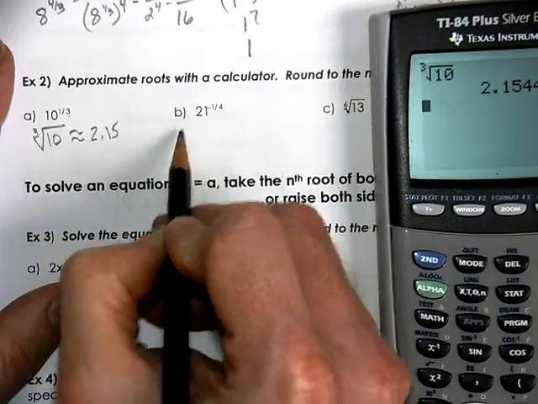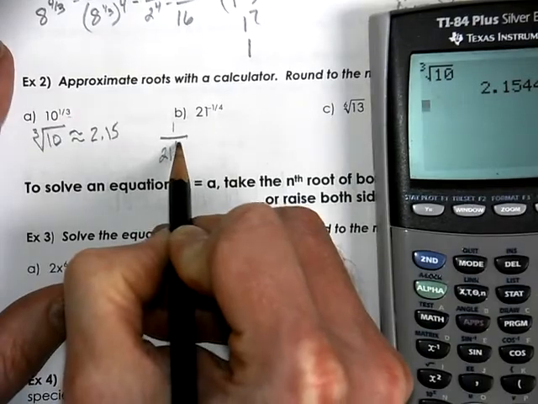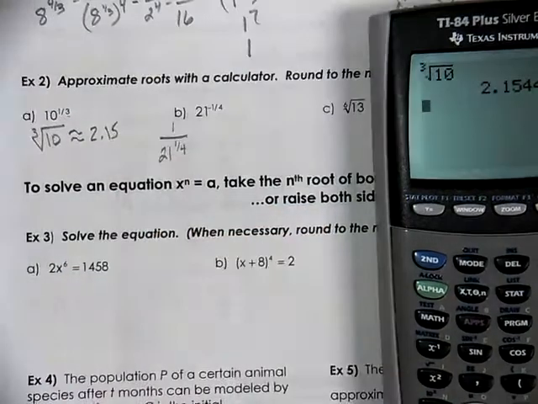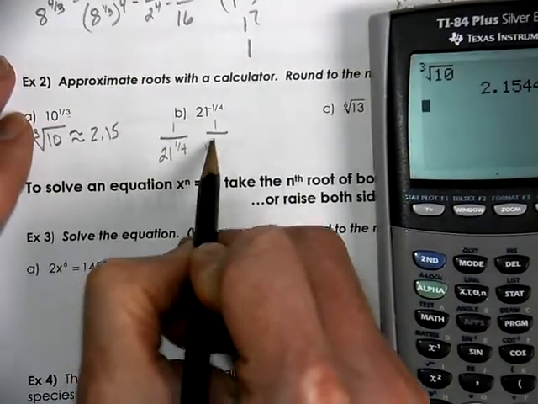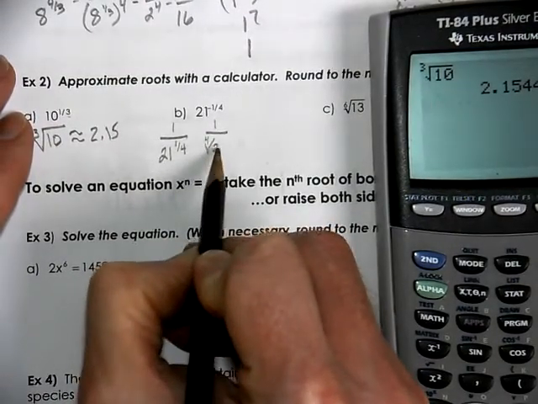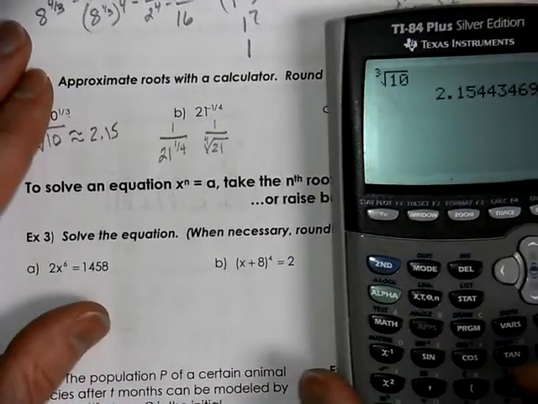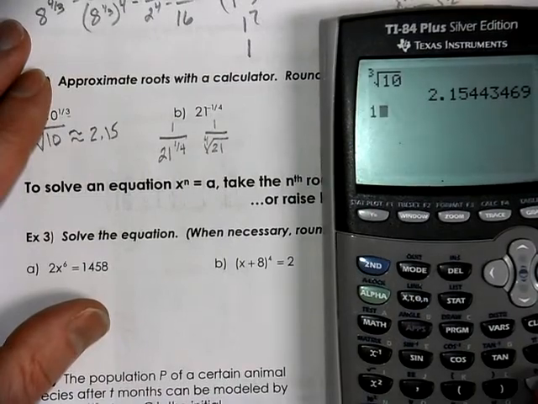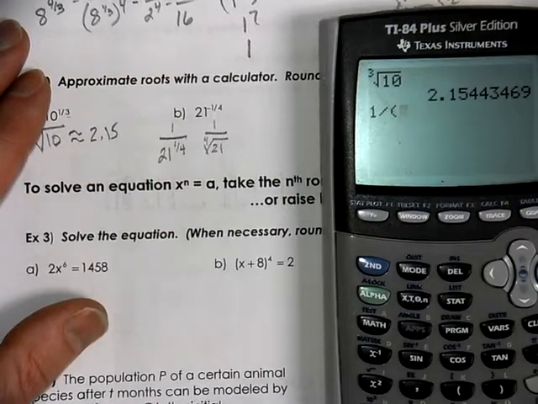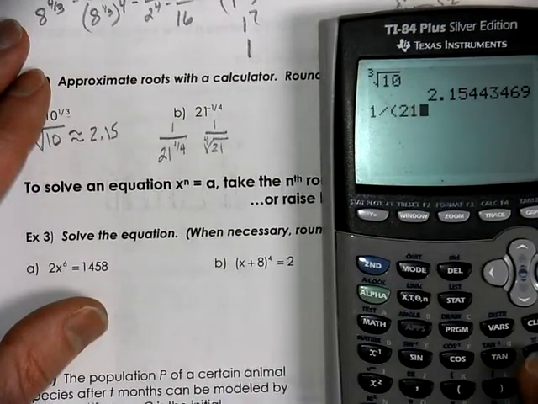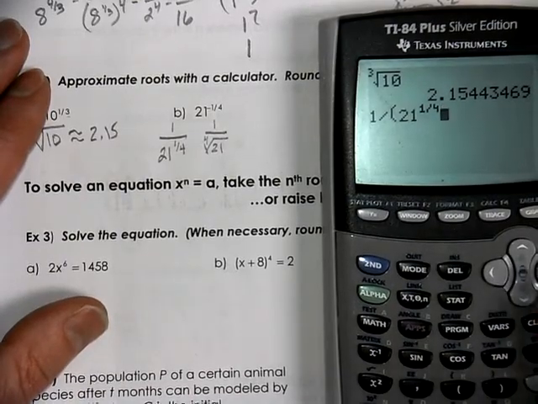Here, notice we have a negative exponent, so we're going to write the 21 in the denominator with a positive exponent. Well, that means 1 over the 4th root of 21. So we can say 1 divided by 21 to the 1/4. That's one way you could do it.